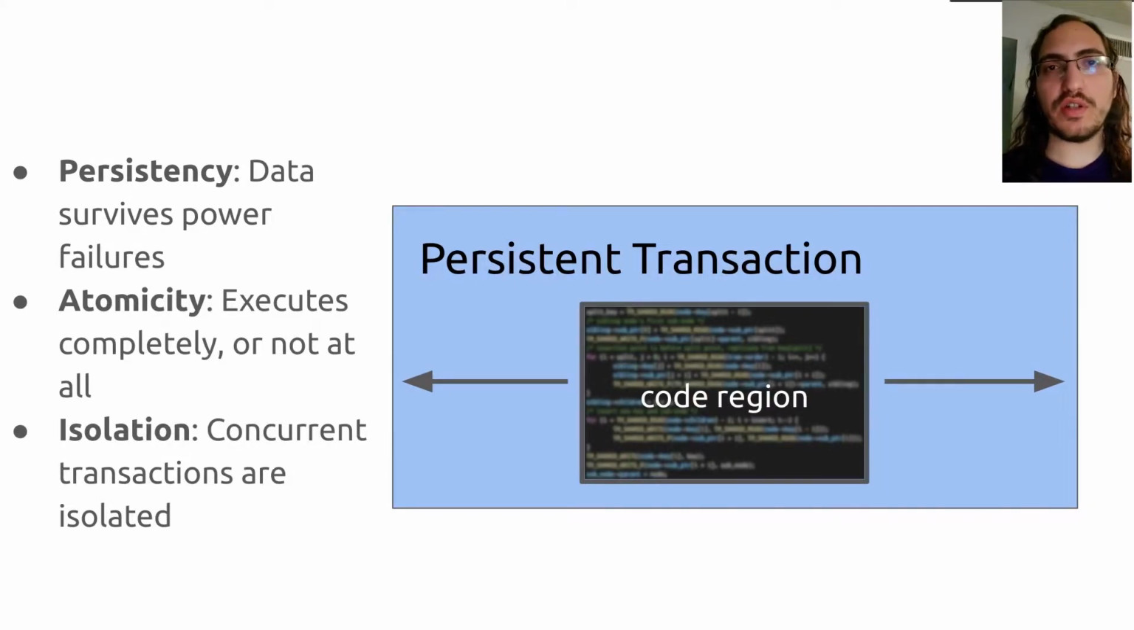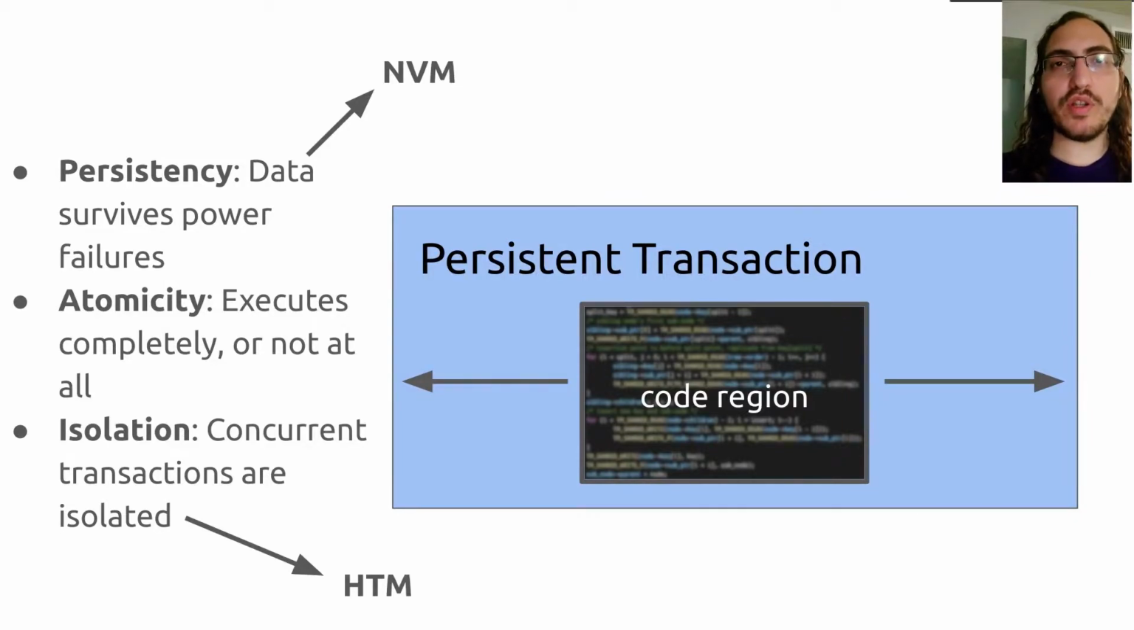Persistent transactions are a programming model in which a code region is executed and the data used within the region is persistent, meaning that it will survive power failures. And the region is executed atomically, meaning that should a power failure occur, the region will appear to have executed completely or not at all. And concurrent transactions are isolated from each other.